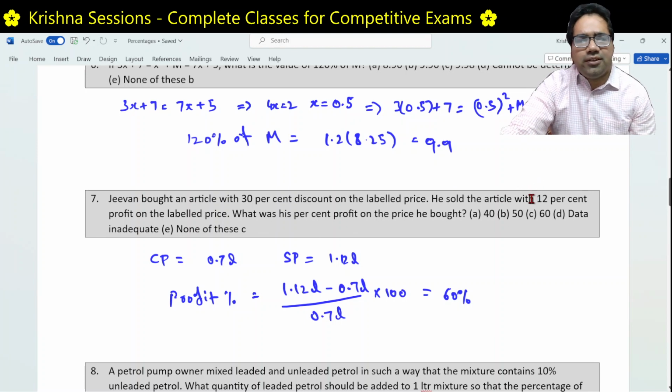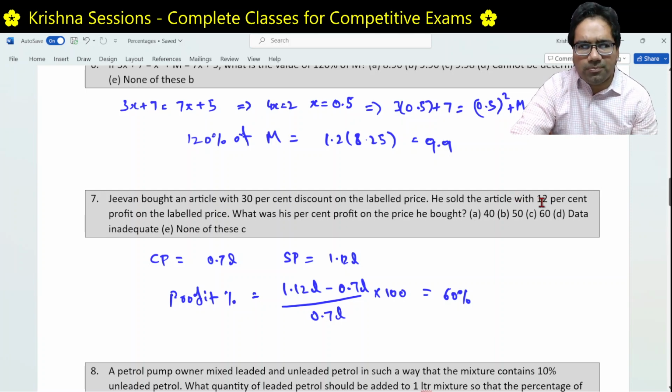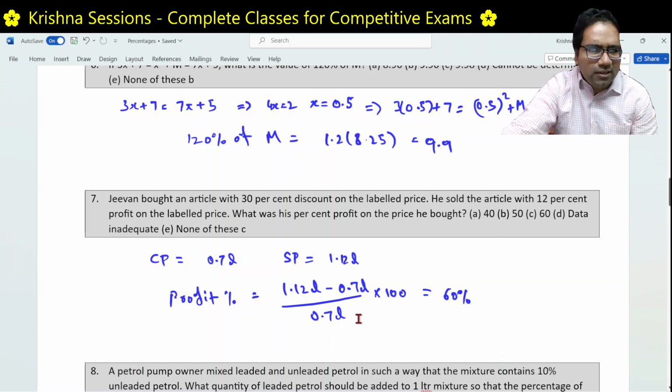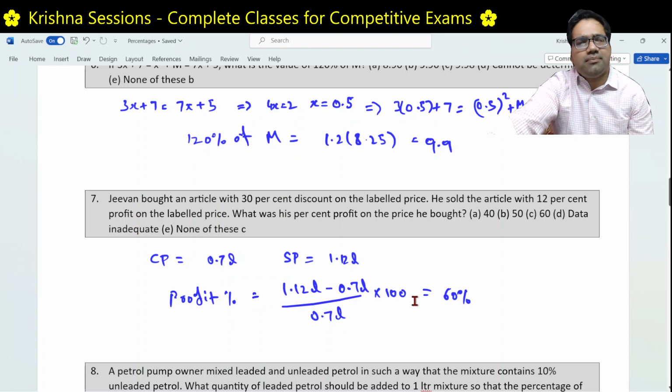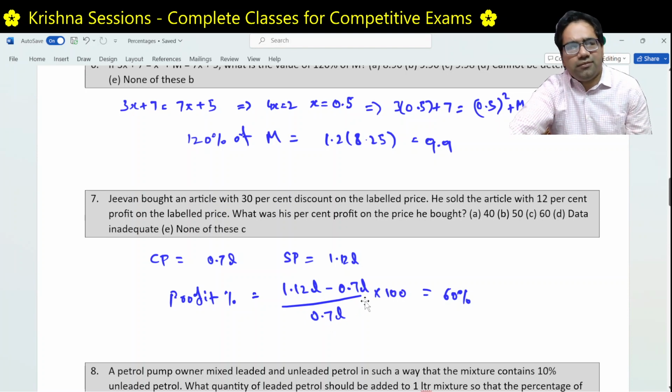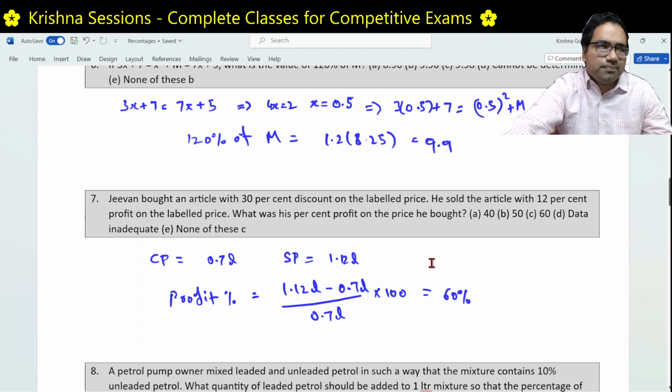What is the selling price? He sold at 12% profit on the labeled price. If labeled price is 100, he would have sold for 112 rupees. That means 1.12 into 100. Here, let's assume L. He would have sold it for 1.12 into L. What is the profit percent? Profit percent is selling price minus cost price by cost price into 100. 1.12 L minus 0.7 L by 0.7 L into 100. It becomes 0.42 L by 0.7 L, 420 by 7, which is equal to 60%. He has got 60% profit with this kind of purchase.